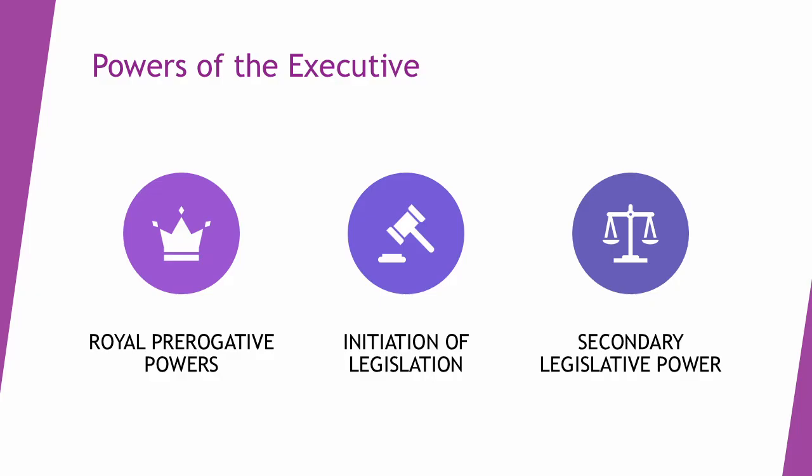Secondary legislative power enables ministers to make regulations and rules under existing laws without needing full parliamentary approval. An example of these powers being used is the Prime Minister's use of the royal prerogative in 2018 to authorize airstrikes in Syria without parliamentary approval.